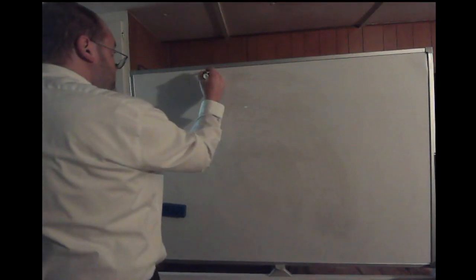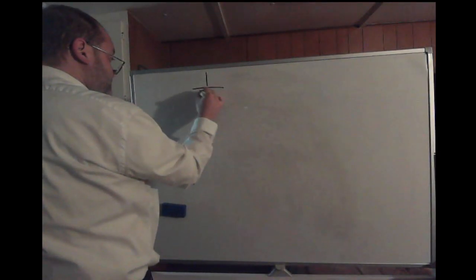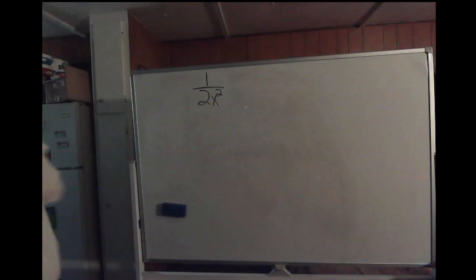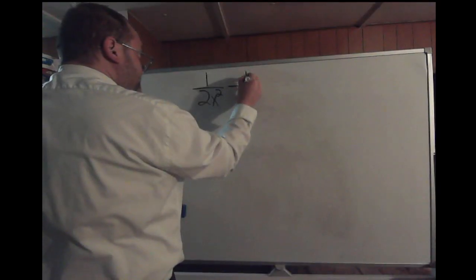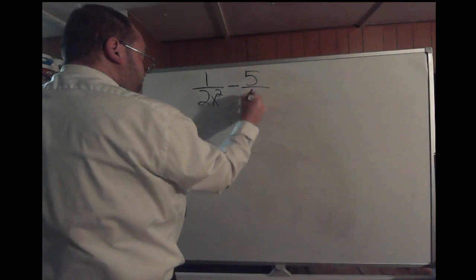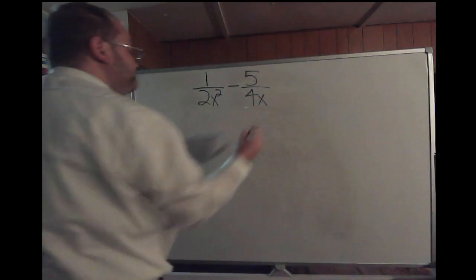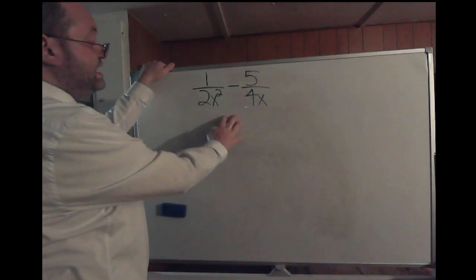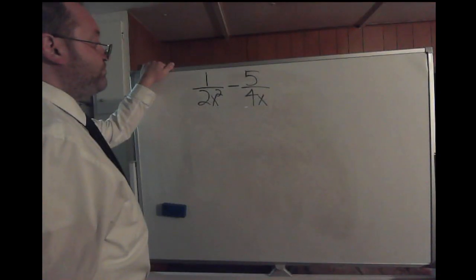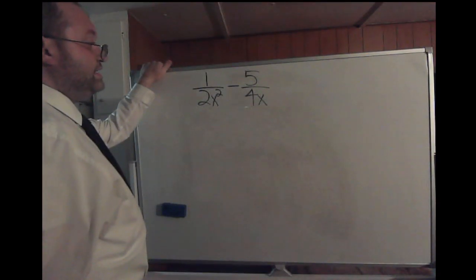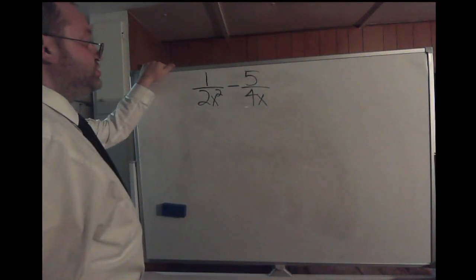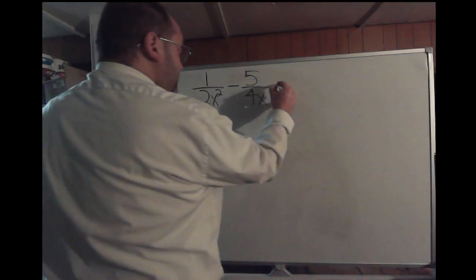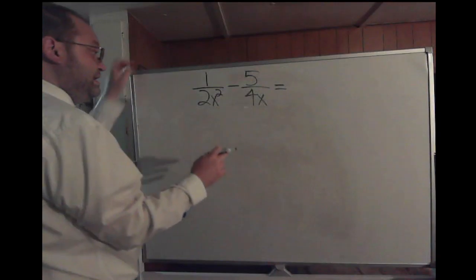Alright. 1 over 2x to the second minus 5 all over 4x. Okay, so we have 2 different denominators again. Well, we need to find the least common denominator between 2x squared and 4x. I would say that's going to be 4x squared. That would be your least common denominator.